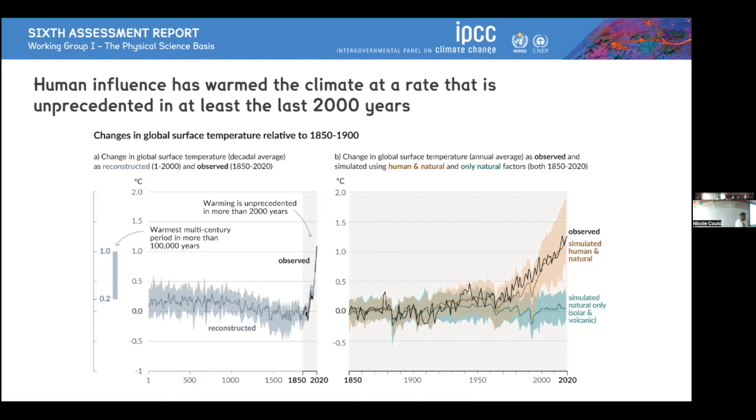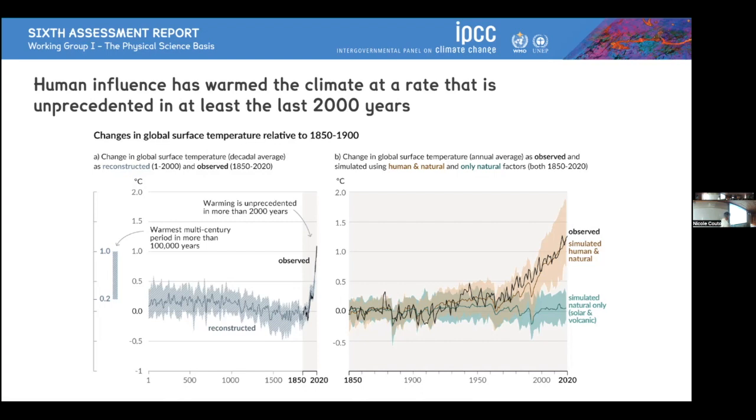So you can see which year we're talking about. From 1850, which is when industrialization started pretty much, to 2020, it's shooting upward. So you can say human influences or non-human influence, we don't know that yet, but the climate has warmed at a rate that's unprecedented in the last 2,000 years. That's what you mean.